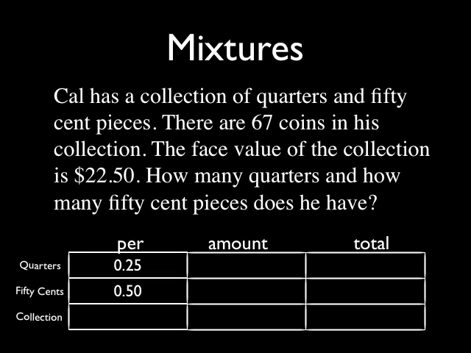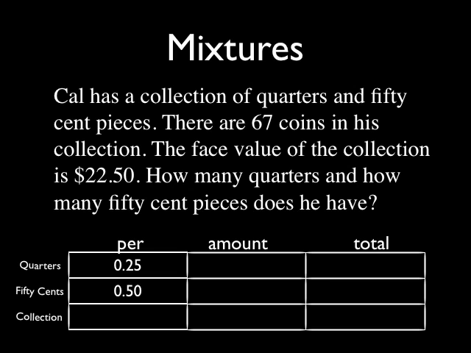Okay, this part's the hardest part. Why would I have 0.25 and 0.50 under the per column? I want you to think about that for just a second. What is the worth of a quarter? It's just like looking at pounds of M&Ms. A pound of M&Ms was $2.25 per pound. A quarter is worth 0.25 of a dollar per quarter. So my per is just my worth of whatever item that is per item. So my quarters are worth 25 cents each, 25 cents per quarter, or 50 cents per 50-cent piece.